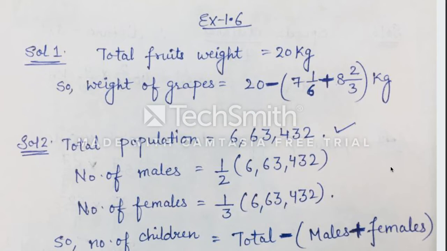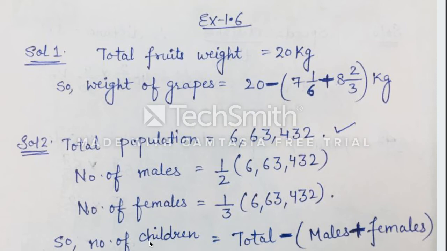Further, the question says, and 1 by 3 of the population are adult females. What is the fraction for the females? 1 by 3. Now 1 by 3 of what? Of the total population again. So the number of females will be 1 by 3 of 6,63,432. Now this is the total population. The number of males you will calculate. The number of females you can also calculate.